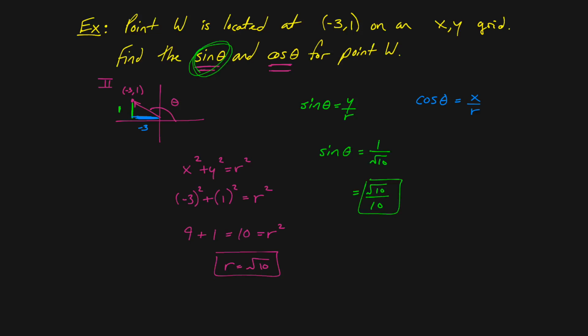And if we look at cosine theta, again not looking for the angle theta, we plug in our x, and this is important, to plug in the negative 3, not positive 3, over radical 10. If you rationalize it, you're going to get negative 3 radical 10 over 10. And those are your two answers for this question.